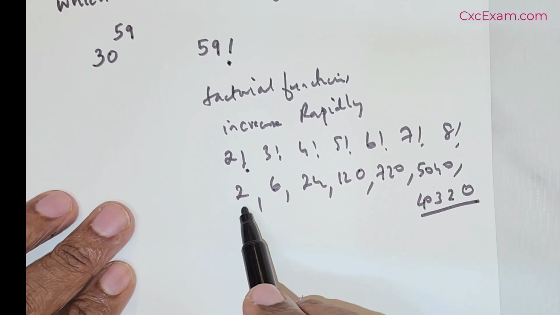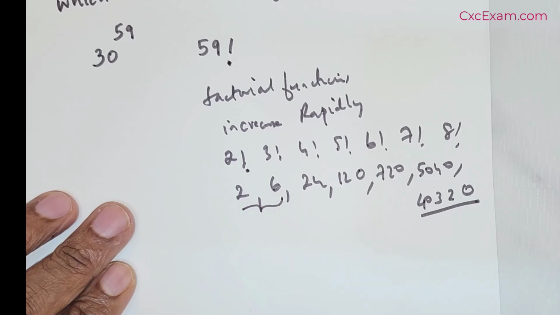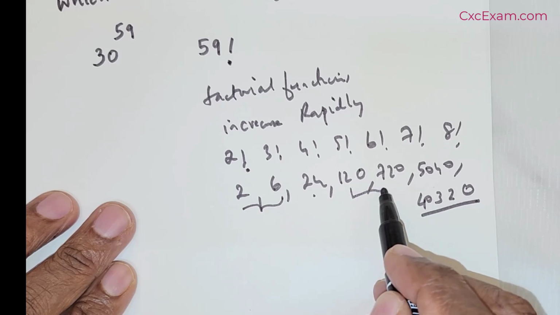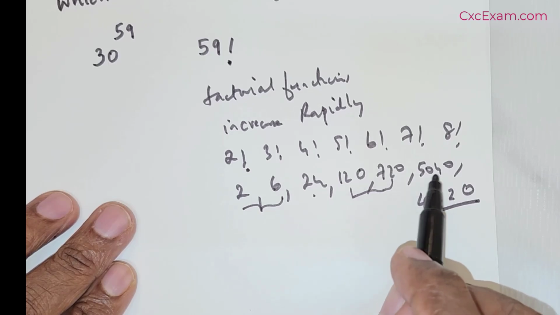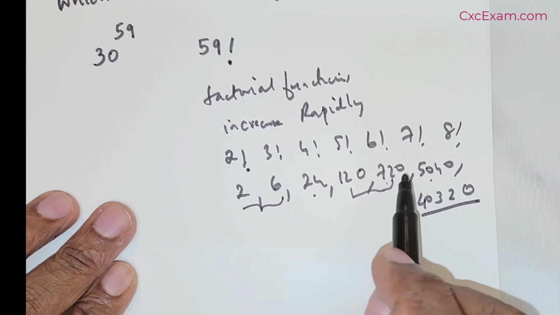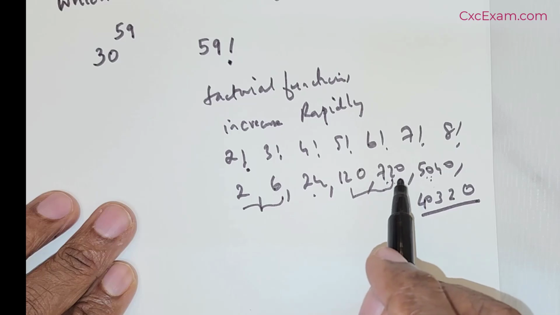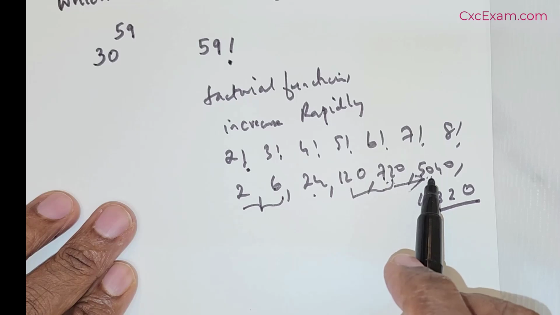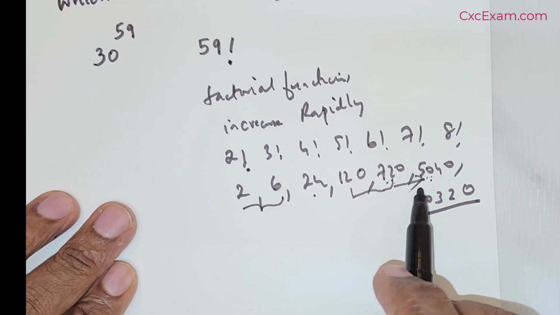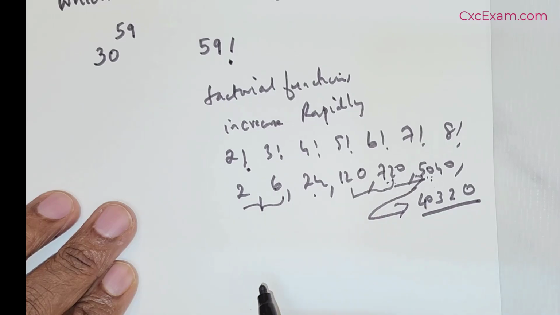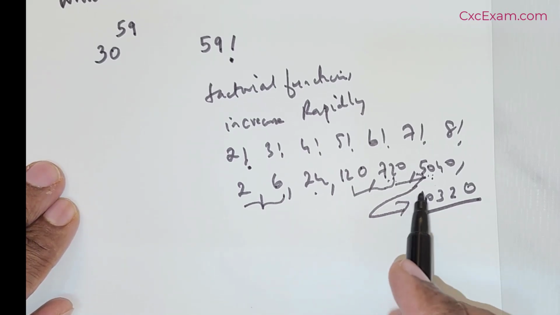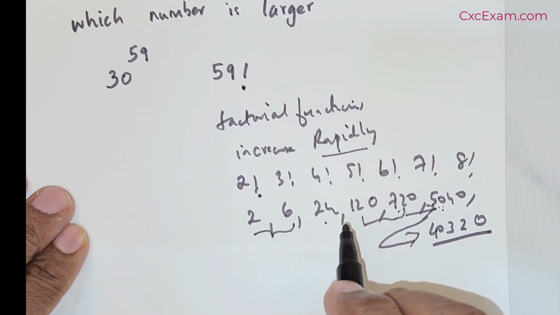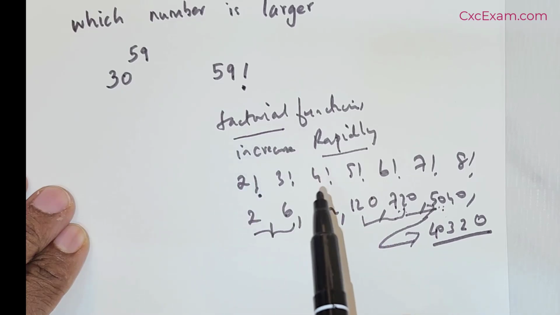Now clearly you see here, the first two numbers are single digits. The next number is double digit. And it is followed by two triple digit numbers, and then immediately it goes to 5040. You see the rapid jump from 720. There is a huge leap, and it does not stop there. From 5040 it leaps to 40320. So clearly you can see the jump is very sporadic and very rapid. So that is the nature of the factorial function.